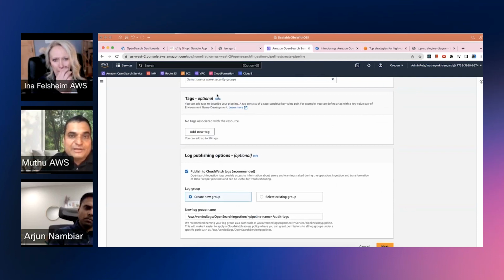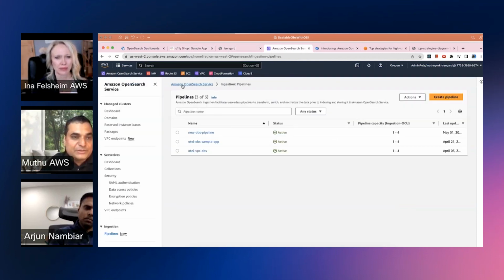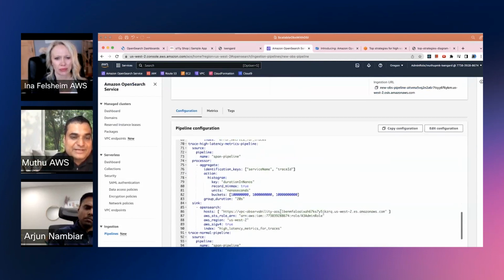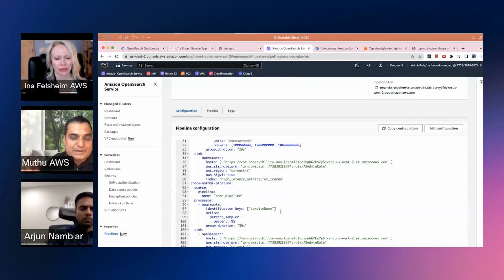Once you create the pipeline, I've already created this for you. I will show this to you in this observability pipeline over here, and it shows the entire configuration, my Amazon OpenSearch service domain configuration, the permissions required, and so on. So the pipeline is up and running.